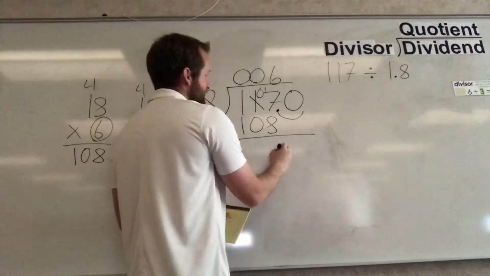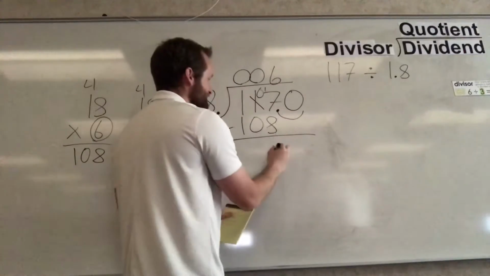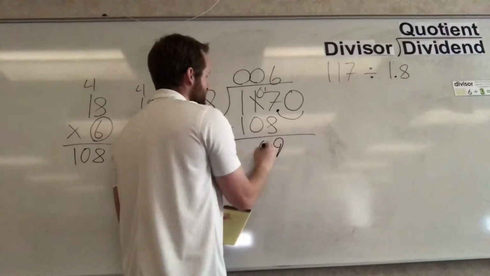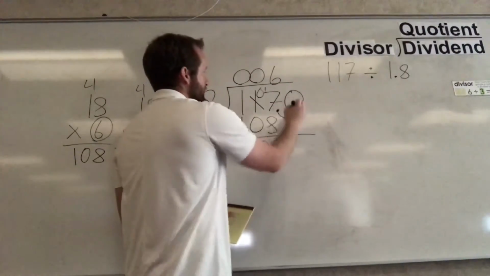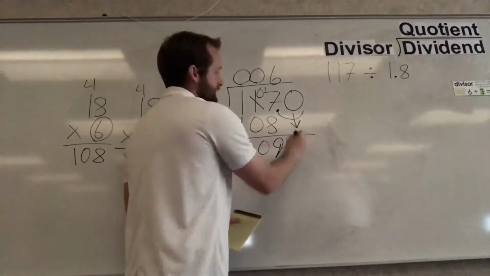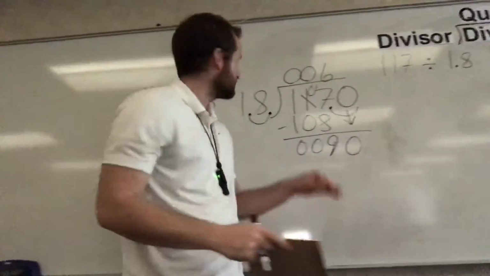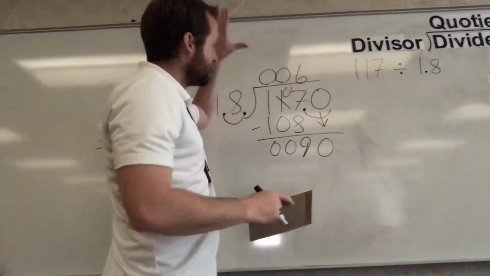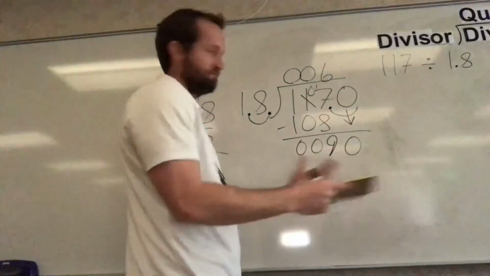17 subtract 8 is 9. 0 minus 0 is 0, 1 minus 1 is 0. Bring down our next digit, and we have 90. So we'll ask ourselves that same question we asked earlier. Does 18 fit into 90? And yes, it does, right?